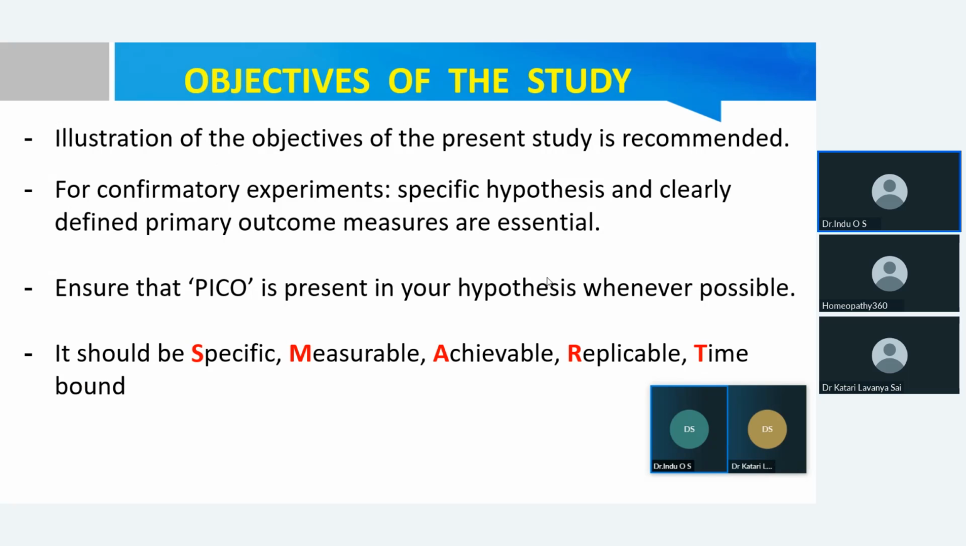Suppose what I mentioned earlier, effectiveness of homeopathic medicine in the treatment of simple myopia, is the title. So we can frame the aim out of this title as follows: assess, or to know the effectiveness of. One verb you have to add in front. So to study the effectiveness of, or to find out the effectiveness of homeopathic medicine. Like that we can edit the title and frame an aim.